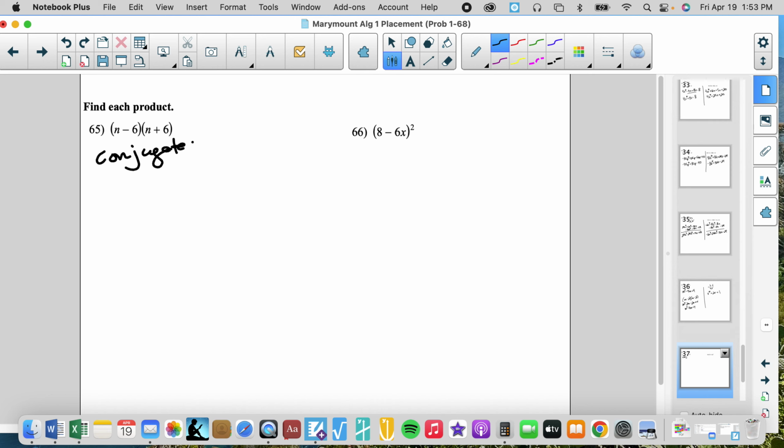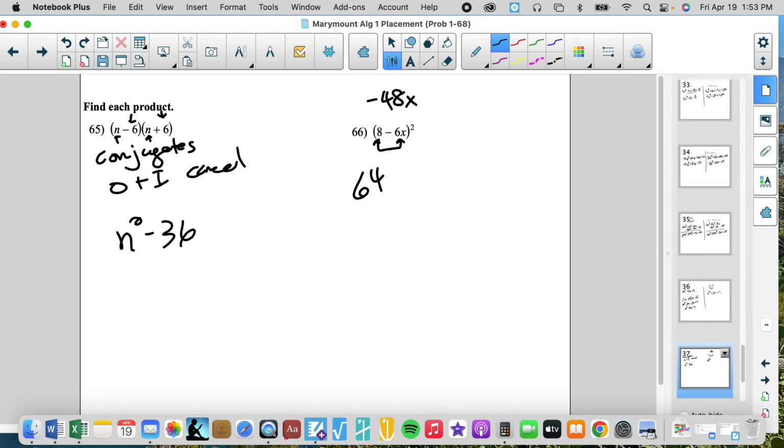Remember what happens with conjugates. Our outside and inside are going to cancel. So we're just going to multiply our firsts and our lasts. N squared minus 36. All right, that's 64. This is a binomial square. We're going to multiply these, which is negative 48x, and double it, which is negative 96x, plus 36x squared. We're going to square. That's how I got to 64. We're going to square. That's how I get this.